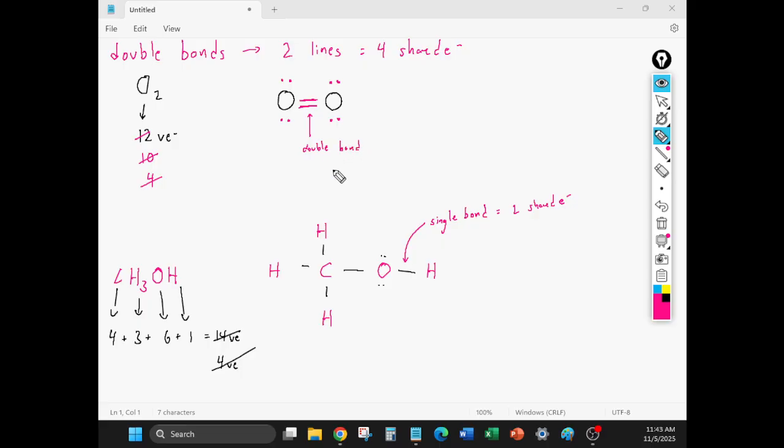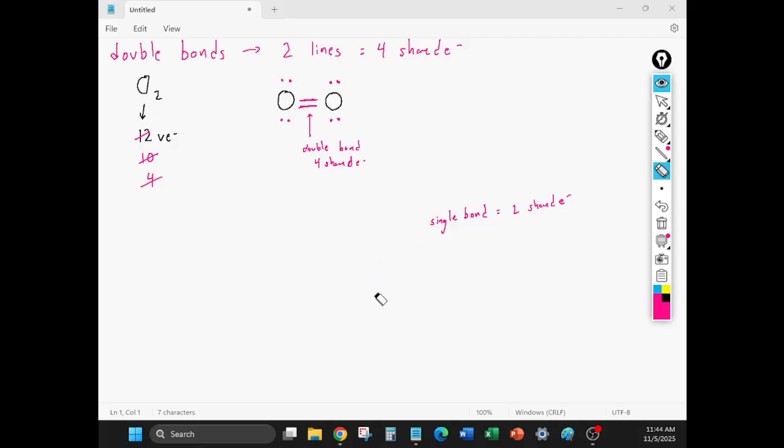So a double bond is 2 lines. There are 4 electrons that are shared. The max is a double bond, right? No, there's a triple. So that's a double bond. All right, speaking of which, there is one last type of covalent bond. If it's single, it's double, and then the next one is triple. You can probably guess what a triple bond is, right? It's going to be 3 lines, which is equal to 6 shared electrons.